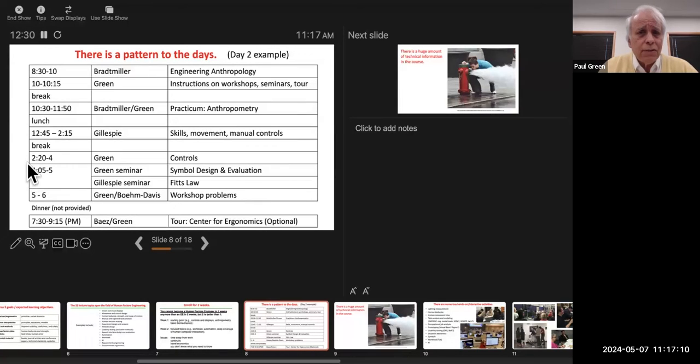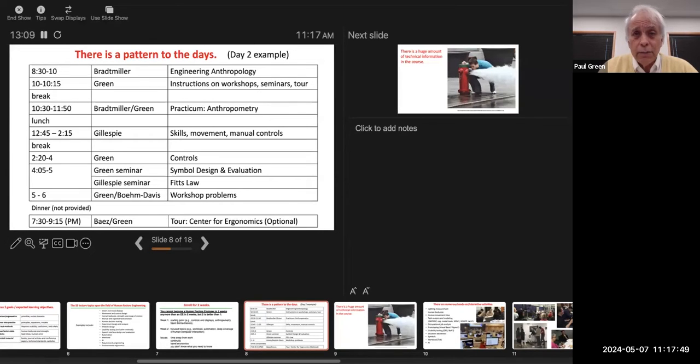And then in the afternoons, we usually have some kind of seminar, hands-on activity, something that's more than a lecture. So in this case, the class is divided into 2 seminars, and you can either elect the one on symbol design or Fitts law, but not both of them. And then finally, we're going to talk about workshops. So we have some problems that we ask you to solve to apply the material that we present in class. So what we'll do is we'll divide you into groups of typically 4. Usually they're people you have never met before, and we try and create a variety of backgrounds and disciplines so that people see other perspectives than their own. And then you try to solve the problems.